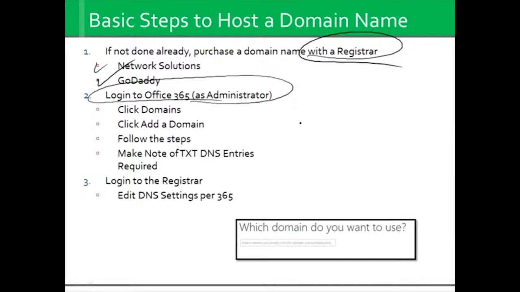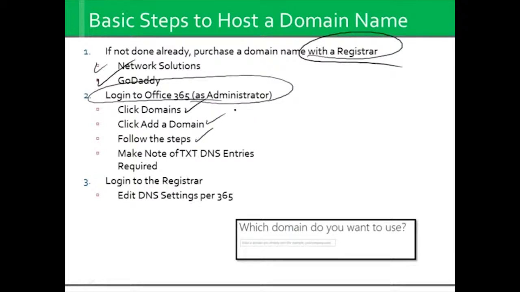I usually pick admin, so maybe it's admin at mayfieldcorner.onmicrosoft.com. That's going to be my administrator account. I set it up when I started it. So once you log on as administrator, you go to domains, you click on add a domain.